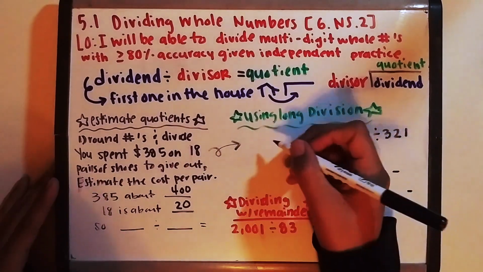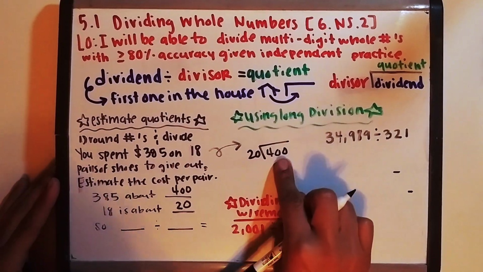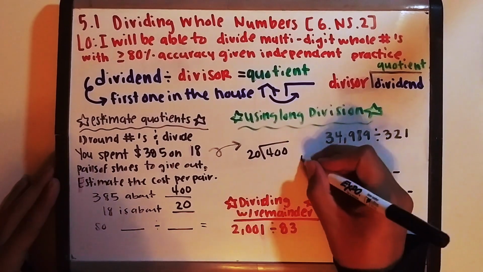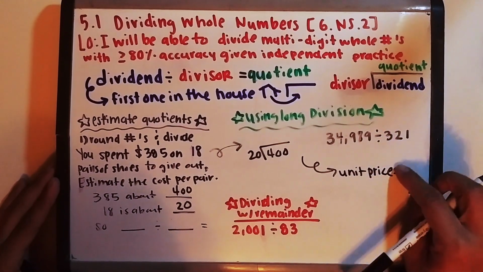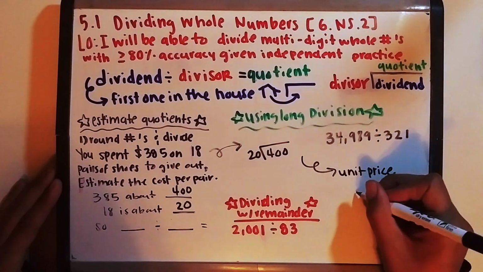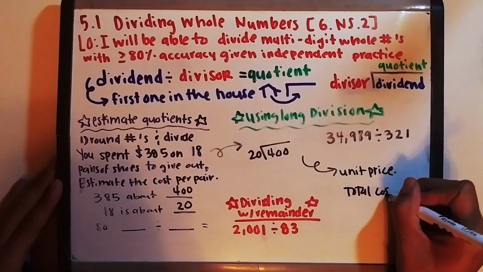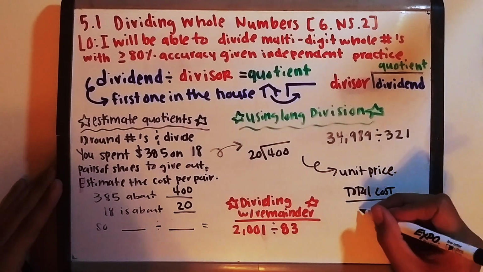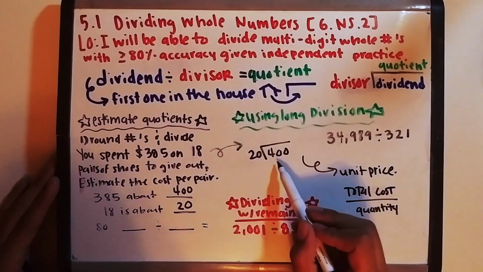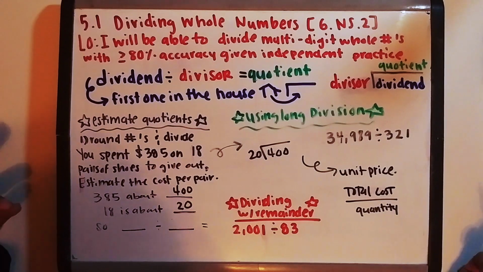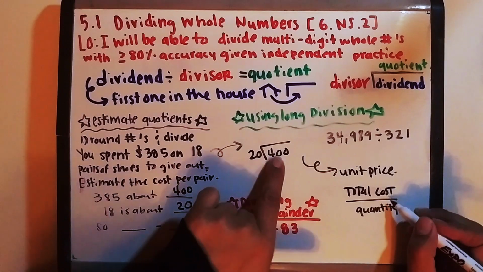So then what I can do is I can do 400 divided by 20, right? Because this is how much I spent, and then this is how many I bought. This is kind of like 7th grade math when we find unit price. You're trying to figure out how much one pair of shoe is, and that we do by doing total cost divided by quantity. Okay, so in this case the total cost is about 400, and then you have 20 pairs of shoes, so that's what we do. Okay, remember first one in the house, so that's what I have, the first one in the house divided by 20.